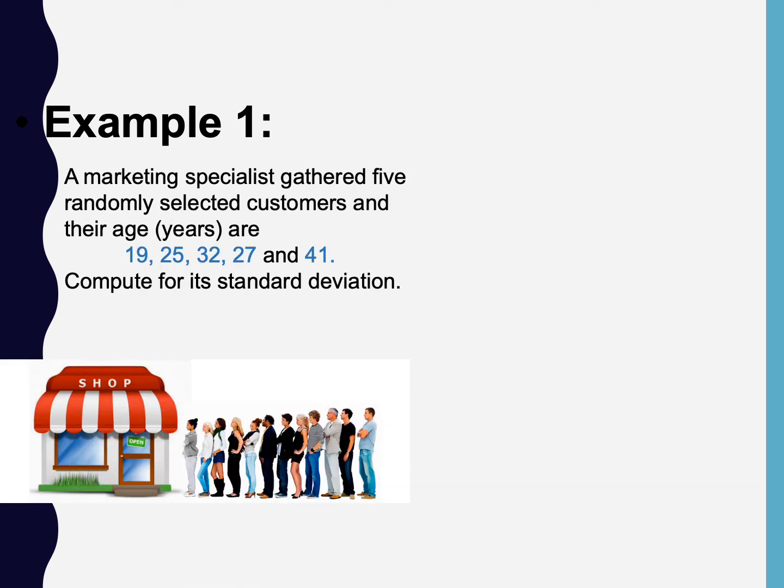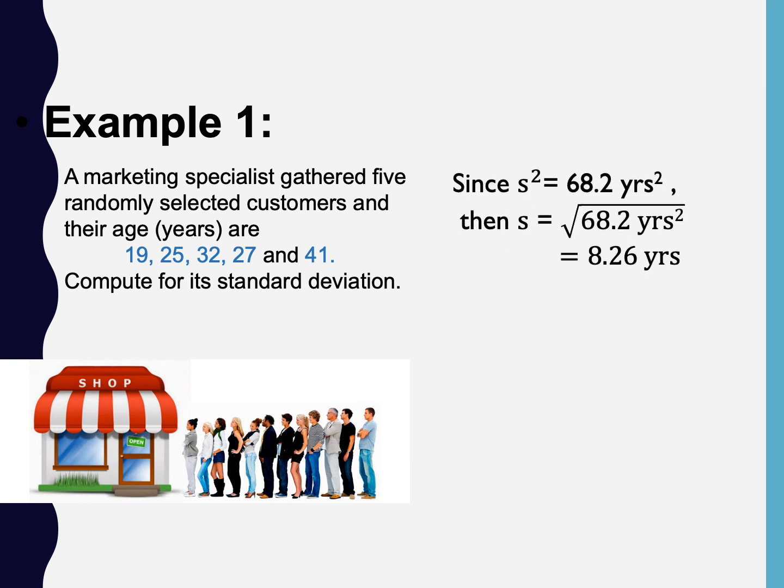So next example, compute for the standard deviation of the 5 randomly selected customers and their age. So since we got the sample variance a while ago, to get the sample standard deviation this time, you just need to take the square root of the sample variance, so that will give you 8.26 years. So meaning the age of the customers is 8.26 years away from the mean.